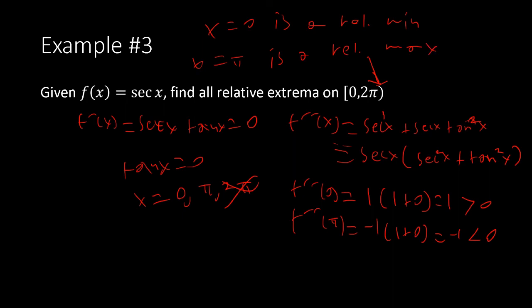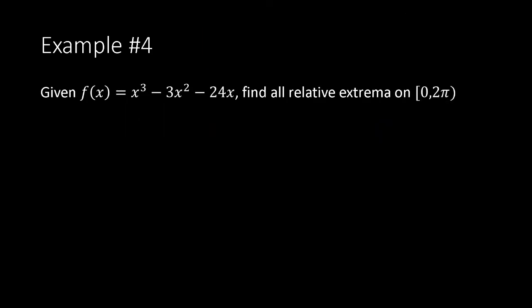Okay, 2 more problems. Now we have just another polynomial here. Oh, you're kidding me. Just don't worry about this. We're going to find all the relative extrema. Don't worry about this domain restriction. That's just left over from the last problem. So f prime of x is going to be equal to 3x squared minus 6x minus 24, and f prime prime of x is going to equal 6x minus 6.